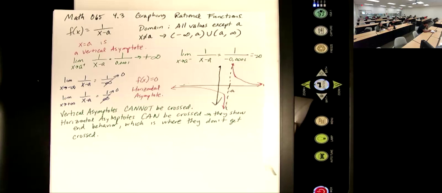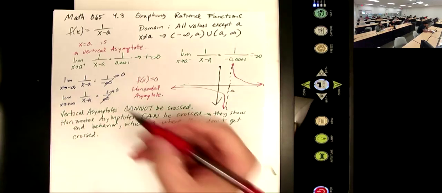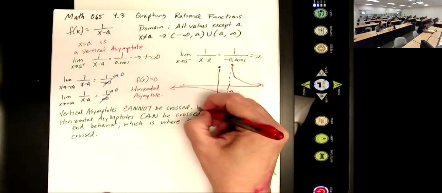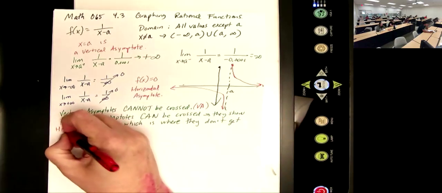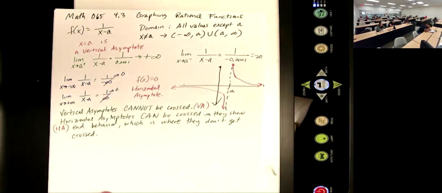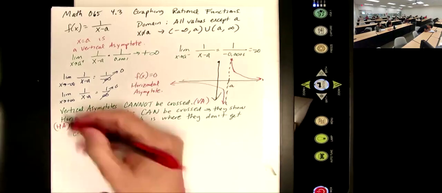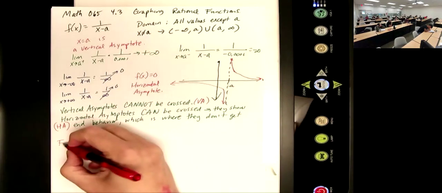And to find a horizontal asymptote in general, I'm gonna call these VA for vertical asymptotes, and these will be HA for horizontal asymptotes, because that's a lot of letters to write, and it takes time, you're gonna get tired of filling up your page with that. Finding HA.